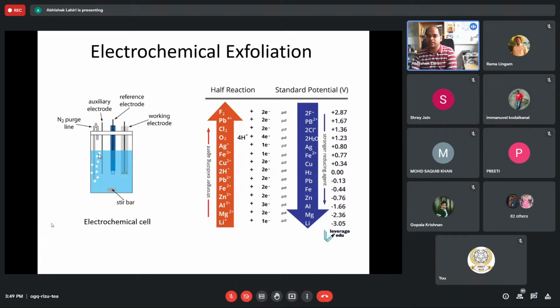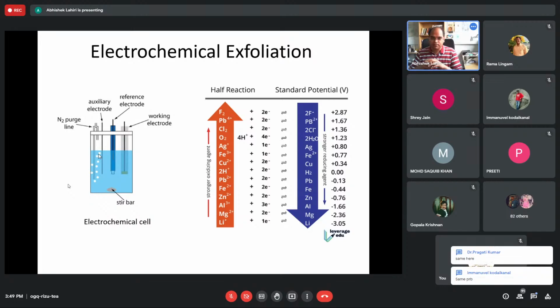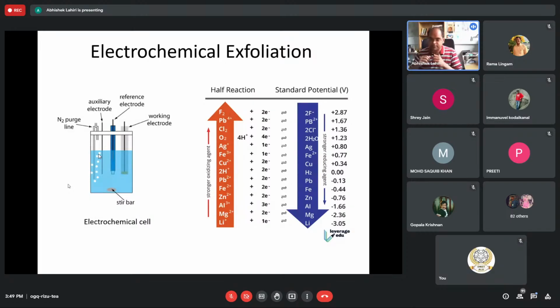Now we come to the final one, which is electrochemical exfoliation. Compared to chemical and mechanical, although you can produce a lot of material, the yield in electrochemical exfoliation is usually much higher because you have a lot of control. Before I go into electrochemical exfoliation, a bit about electrochemistry. I'm not sure everybody is familiar with electrochemistry, therefore I made a slide to talk a bit about it.